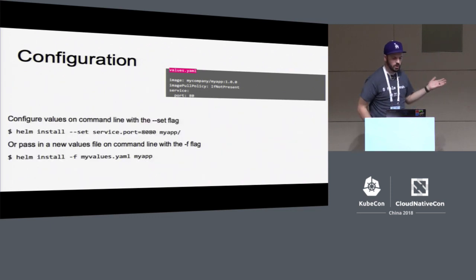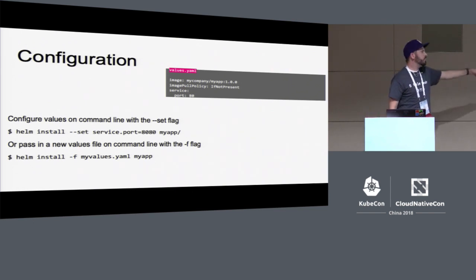So like I showed, you can configure with setting whatever values you want. So this one would set the port to 8080 in whatever app that you're creating. So in that new chart that we just created, when we type helm create myapp, now I could do helm install --set service.port=8080 and then myapp. And you can also pass a completely new values file like that.